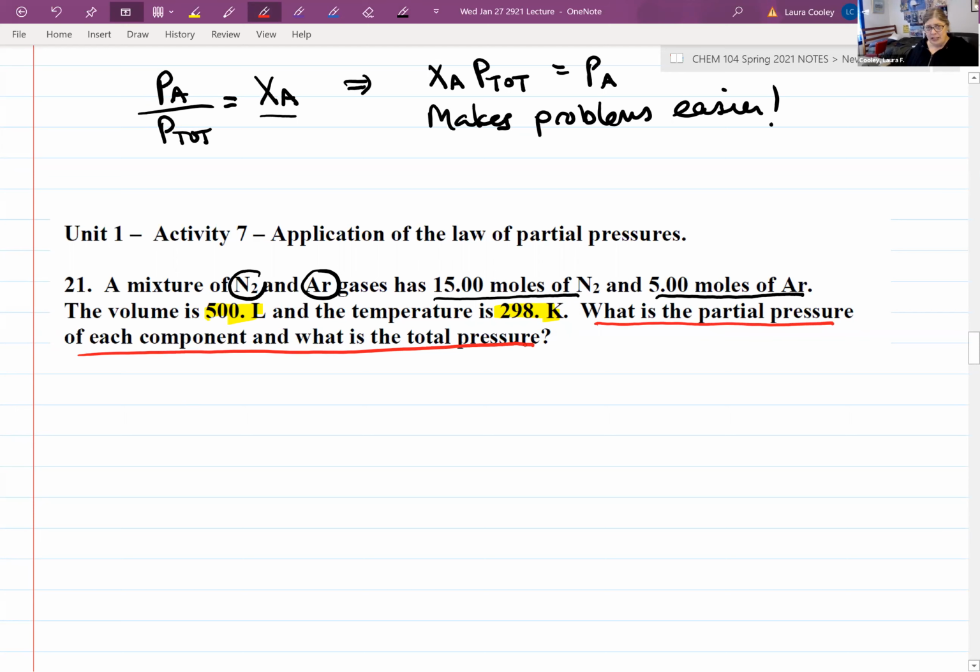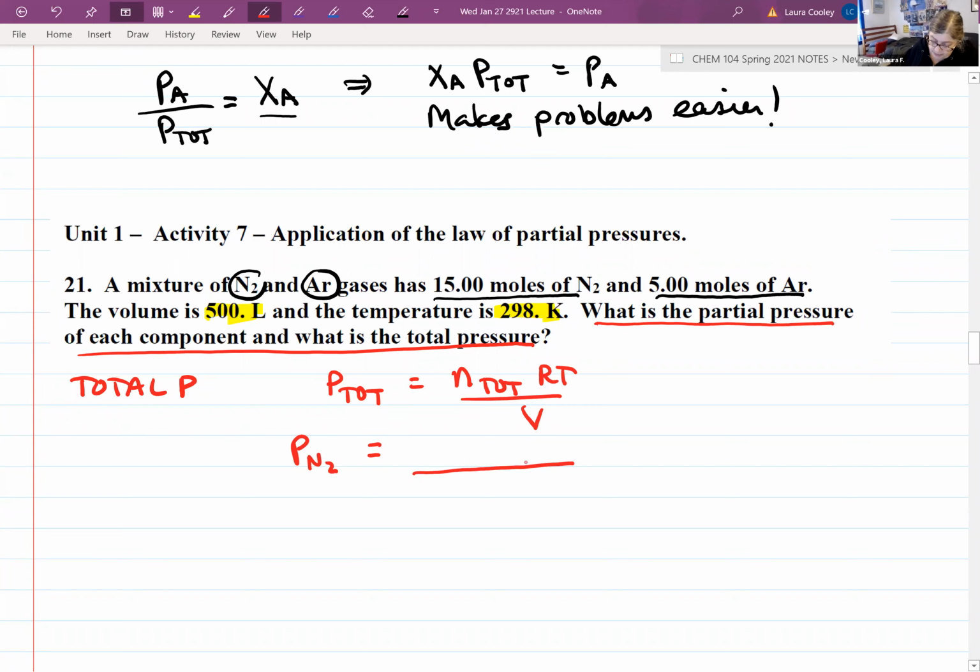So you actually have a lot of choice on how to do this problem. One way you could do it is you could find the total pressure, okay? And you could use the total moles to do that. So P total would be N total RT over V, okay? And then we could also calculate PN2. What would I put here? What's different in this formula for the partial pressure of N2? What would I write here first? Moles of nitrogen. Mm-hmm. That's right. And then PAR would be NAR RT over V.